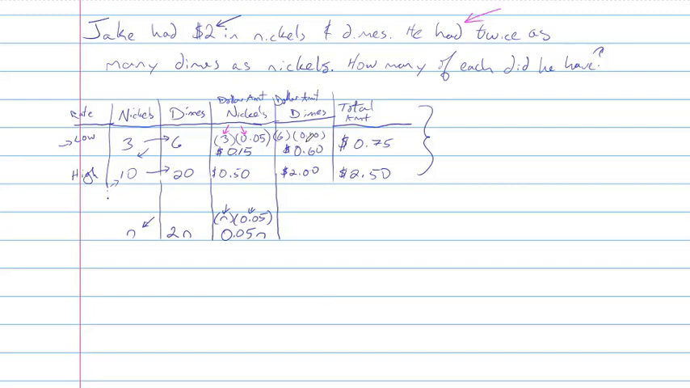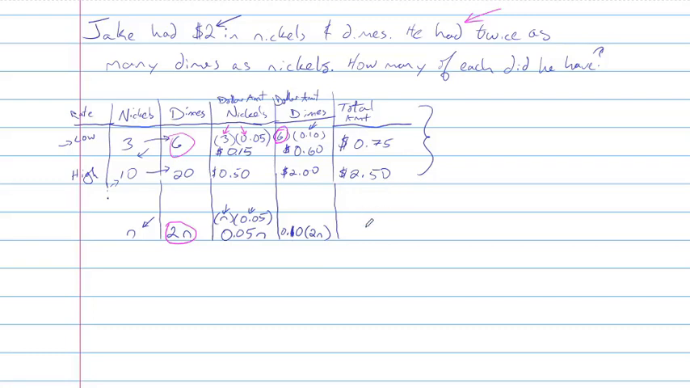Alright, now I do the same thing here. For the dollar amount of dimes, I'm going to take the value of a dime, 0.10, or just 0.1, and multiply it by what we saw in the second column. So on this row, I'm going to multiply by 2n. The way you do that is with parentheses: 0.10 times (2n).